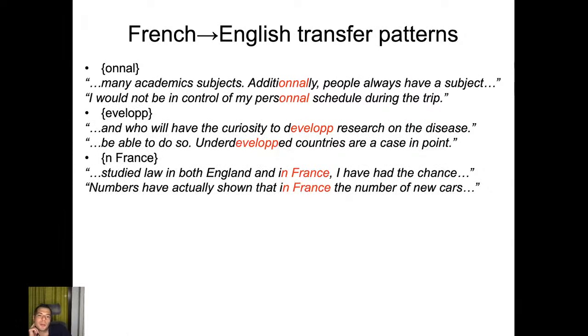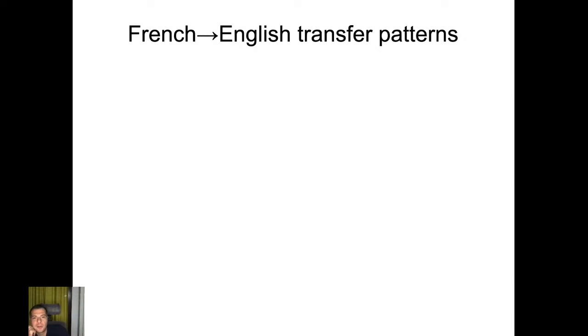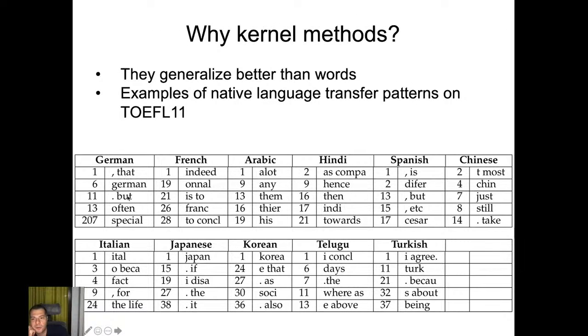And of course, the method also identified patterns like, for example, people in France. So there are also these patterns that are mistakes made by people in France, but the method also finds patterns that, for example, people in France talk about France and people in Turkey talk about Turkey and so on. So you can also see in this table the most discriminative patterns. For example, for German we have the word German, or for French we have the word franc, which is short for France, and so on.